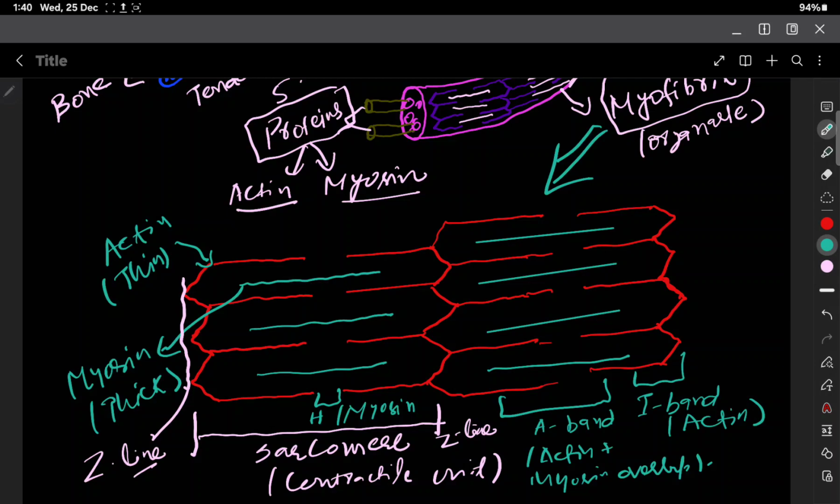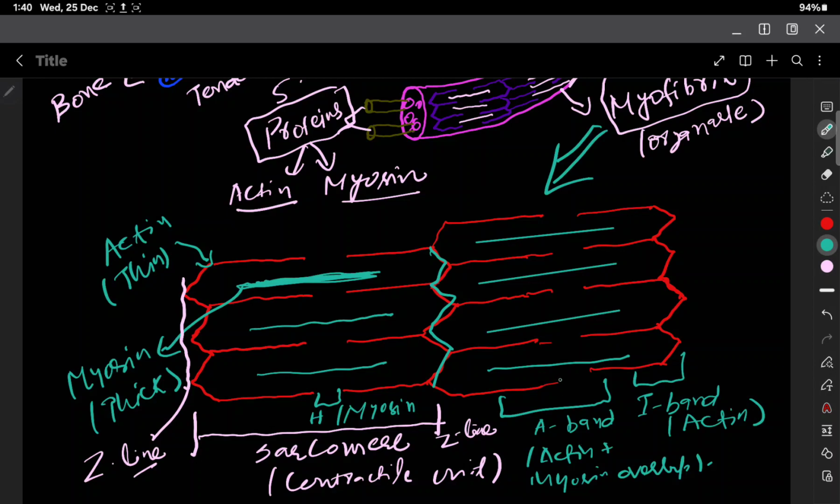These are the two sarcomeres which I have drawn here. Every sarcomere contains thin filaments, which are called actin, while the thick filaments, which are thick in nature, are called myosin filaments. These two lines are called the Z lines, or zigzag lines. You can see here, this is a zigzag line, called the Z line. The area where only the myosin is present is called the H band. Between two Z lines is called a sarcomere.